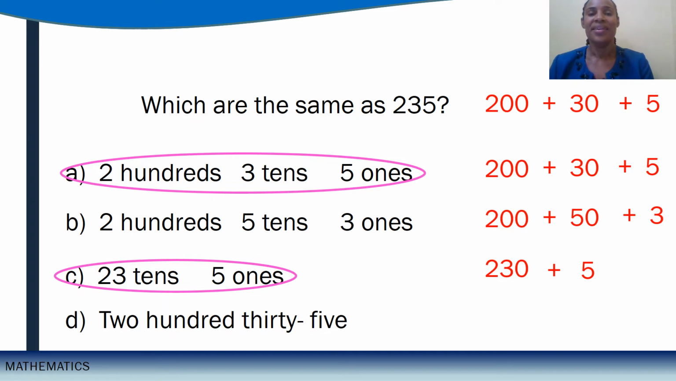D says 235. Boys, do we need to work out anything for that one? I agree with you. 235 is just writing 235 in words. So boys and girls, there we have it. A, C, and D are the same as 235.